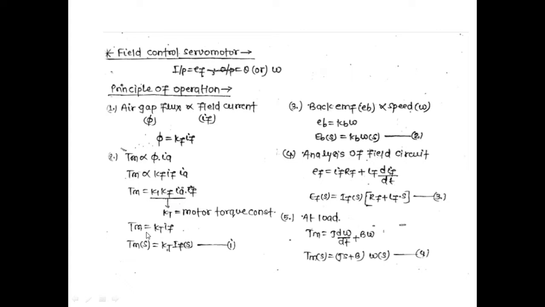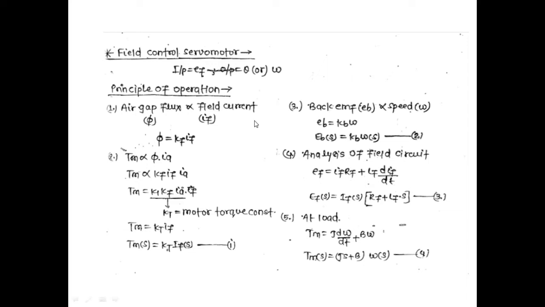So converting this equation into Laplace domain, Tm of s will be equal to some constant kt into if of s. This equation is converted to Laplace domain. I have taken my previous lecture in which I explained that the back EMF of any DC machine is equal to some constant k into phi into omega. K phi omega.